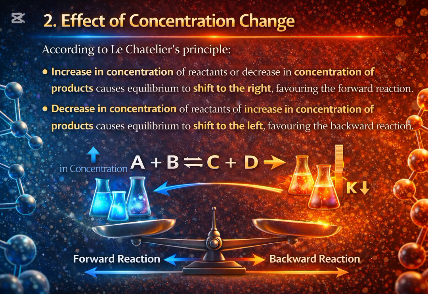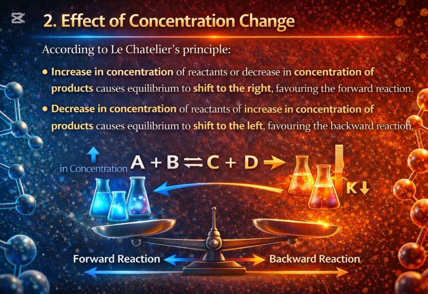Going to the second factor, number two, effect of concentration change. According to Le Chatelier's principle, increase in concentration of reactant or decrease in concentration of product causes equilibrium to shift to the right, favoring the forward reaction. This is simple. When you increase the amount of the reactant, then the equilibrium will shift to the right.